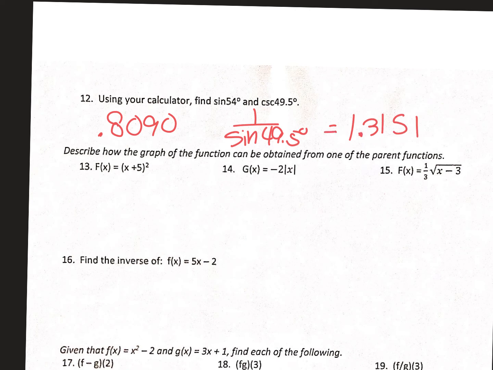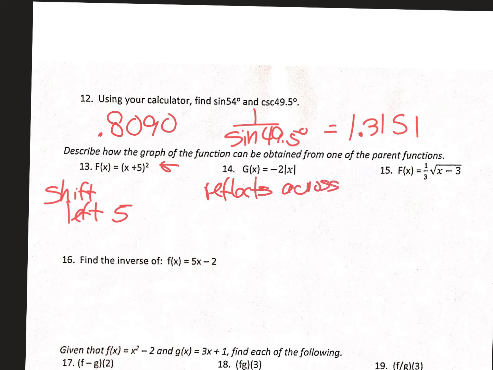Okay, more review stuff. Describe how the graph can be obtained from this one. The 5 is inside. Remember, it shifts left and right opposite of what you think. So that one would shift right. I'm just kidding there. Shift left 5 because it's opposite of what you think. This one, the negative's on the outside. That means it reflects across the x axis. And the 2, because it's in the front and it's outside, is a vertical stretch by 2.